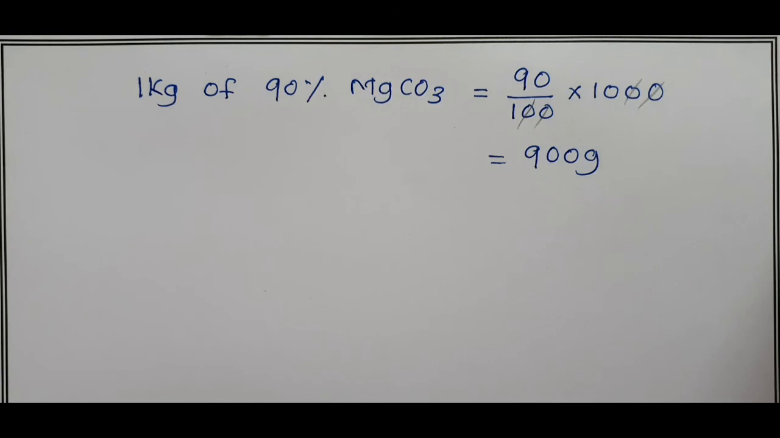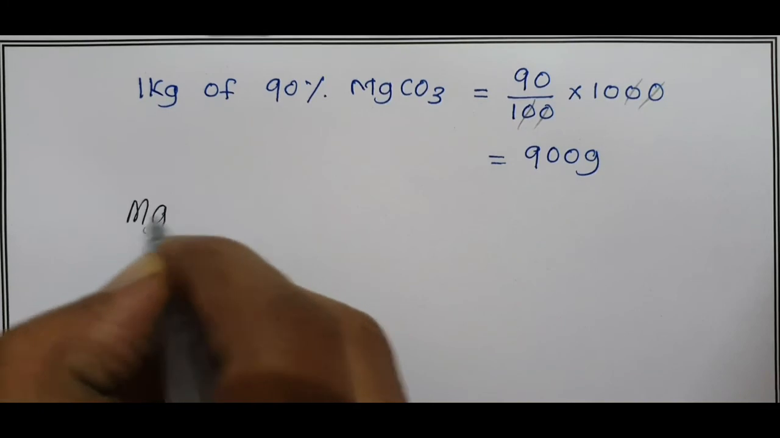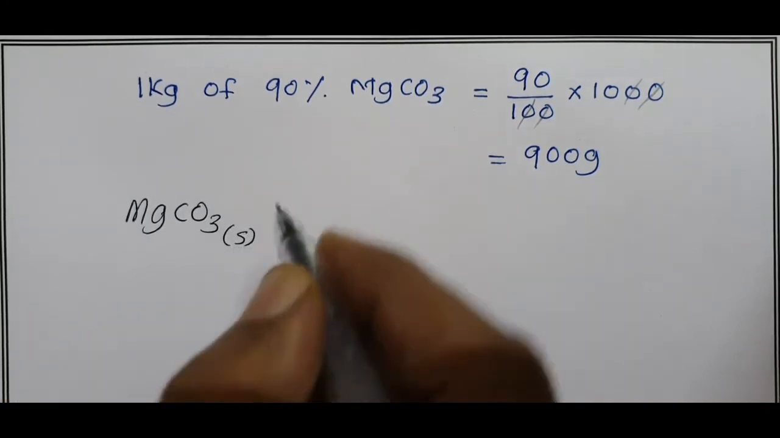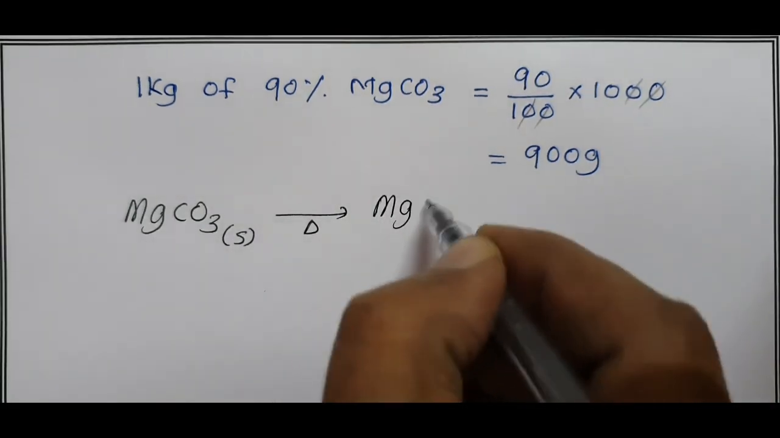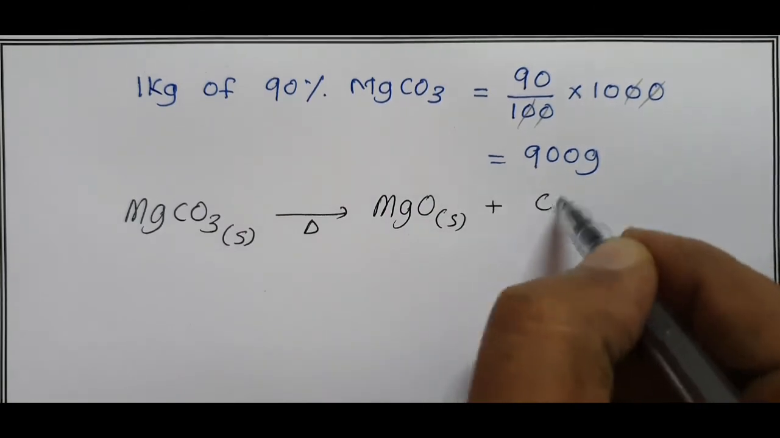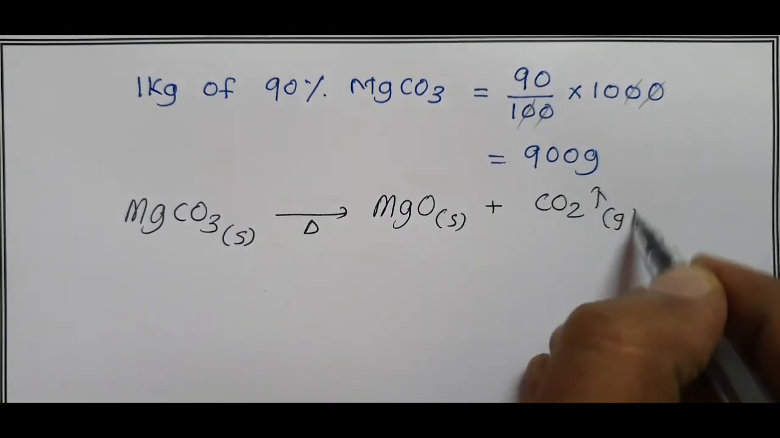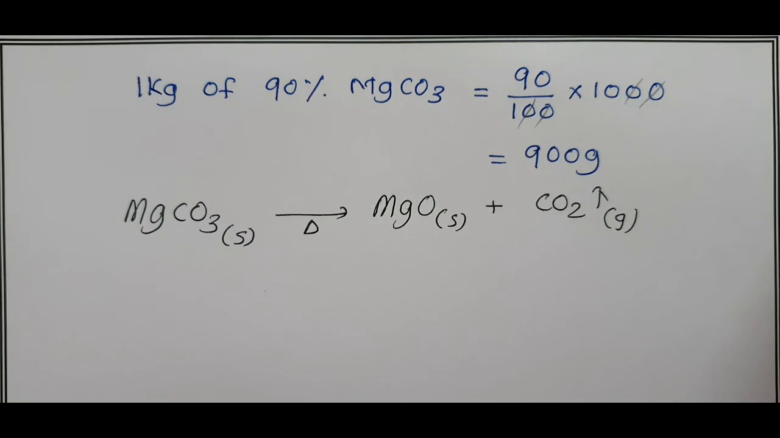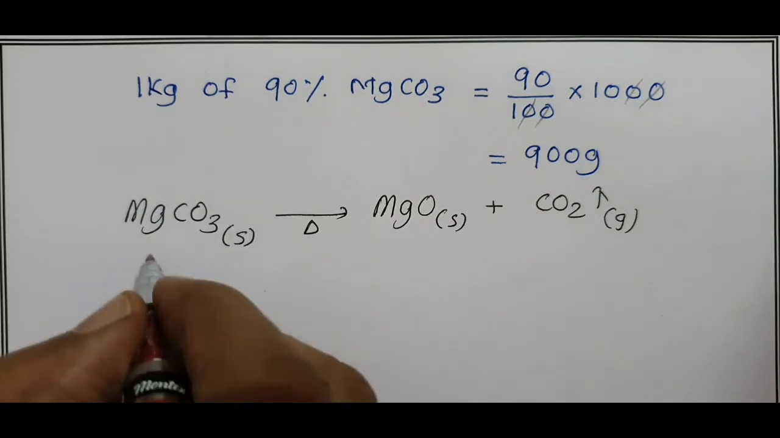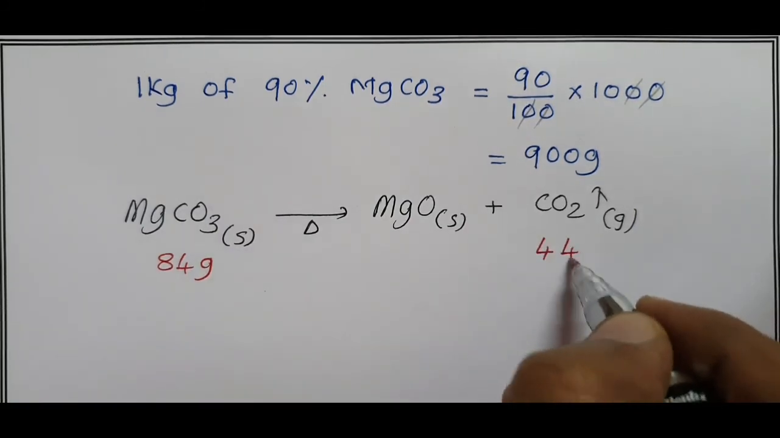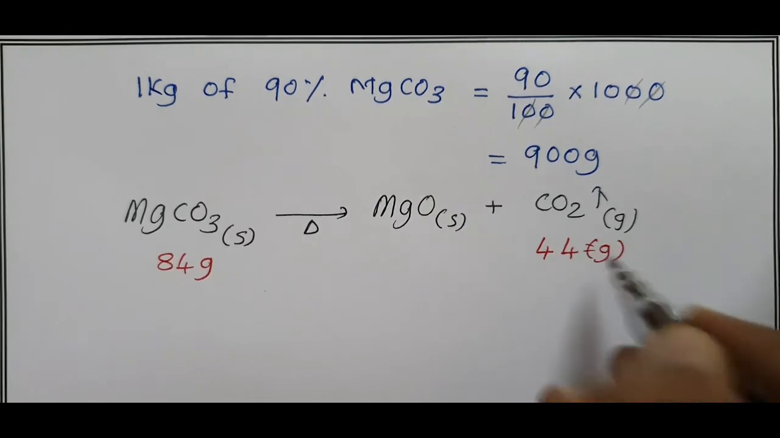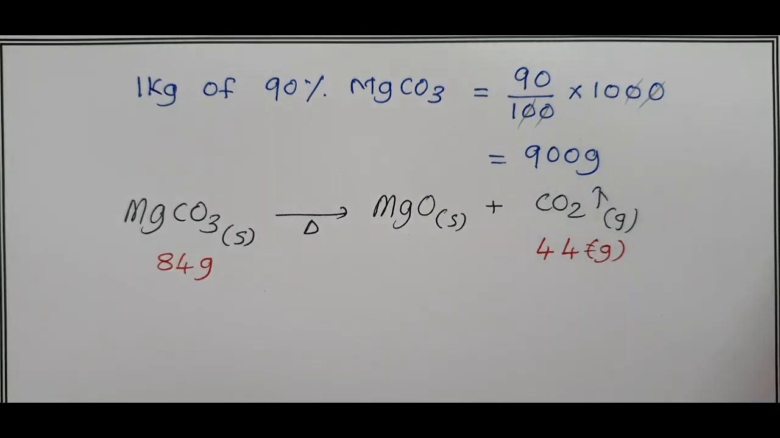First, I write the equation. Magnesium carbonate magnesite MgCO3 solid on heating gives a magnesium oxide MgO solid with the liberation of carbon dioxide in gaseous state. Already we calculated the molecular mass of magnesium carbonate is 84 gram and the molecular mass of carbon dioxide is 44 gram. Now we have to write as usual two sentences.